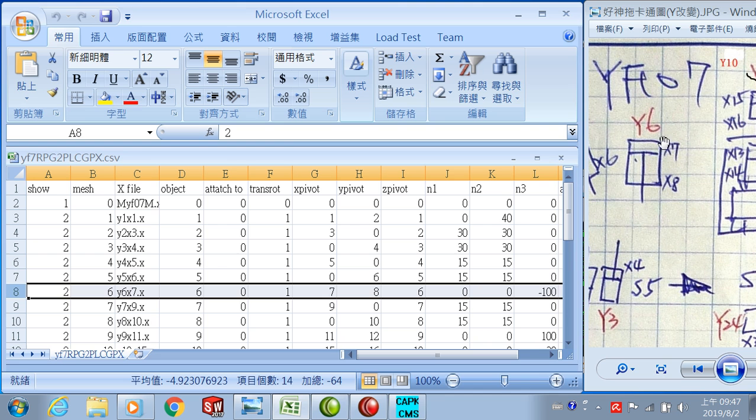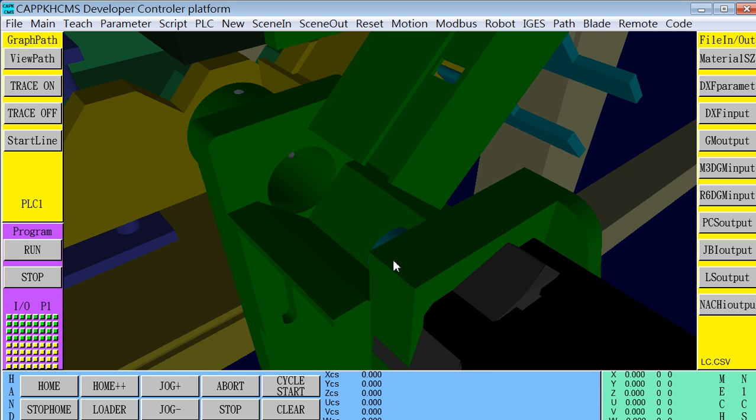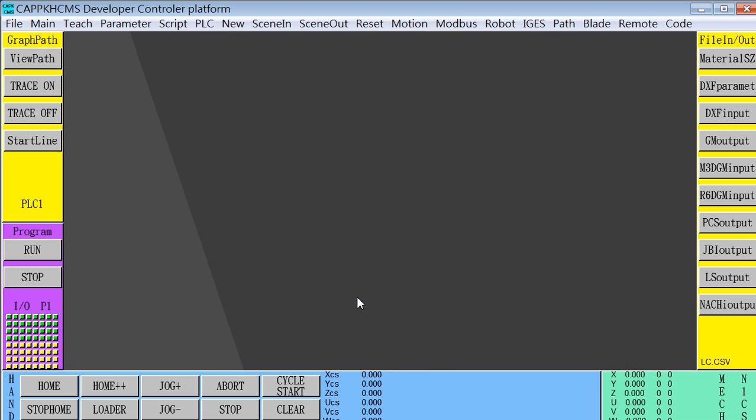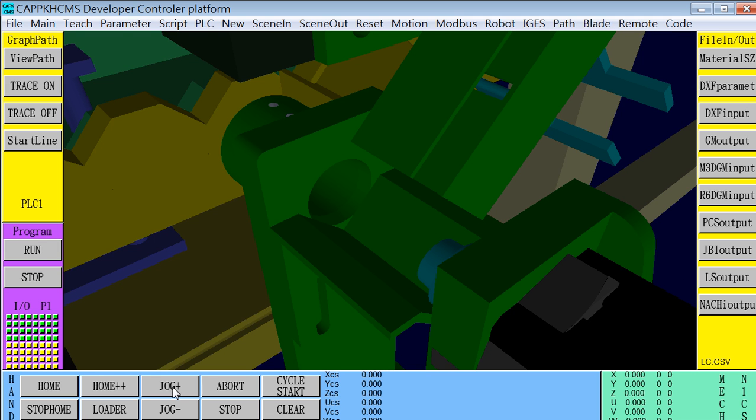Okay, let's see the Y6 on. This one, watch. Y6 on. This Y minus direction, moving 100 millimeters, off, back. The piece dropped in these positions, as Y6 on will push this piece inside the aluminum tube, finishing the assembly of the inner piece.